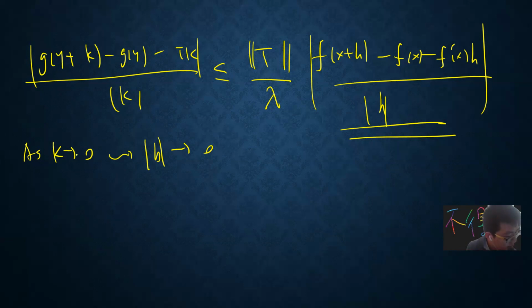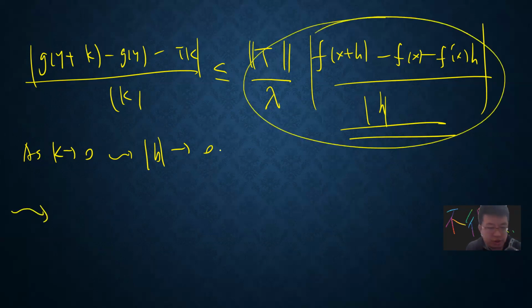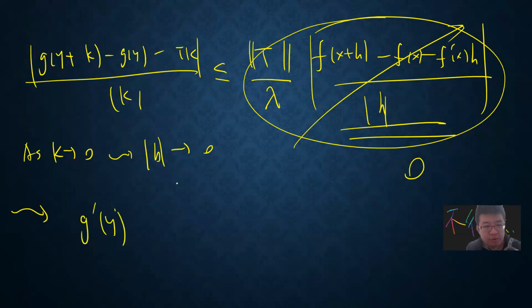Okay, so yeah, this guy exists. This guy exists. This guy tends to 0, because it's differentiable, so it goes to 0. Which basically proves that g prime of y is just t, because by definition, g prime of y is t.